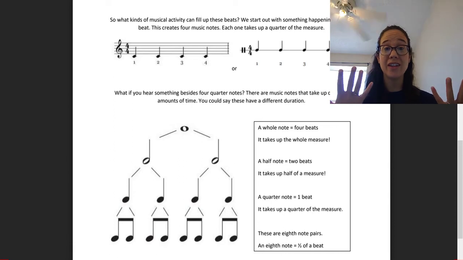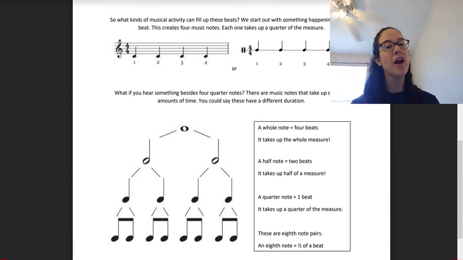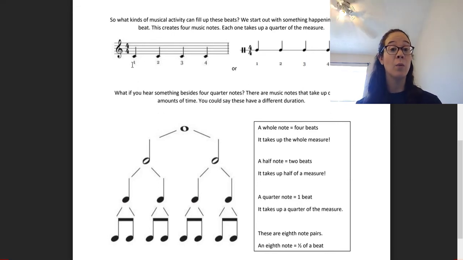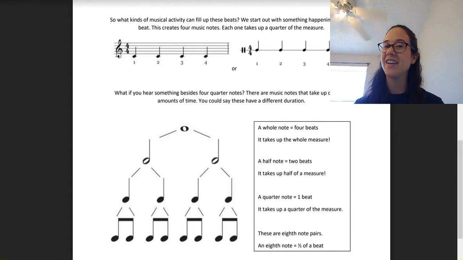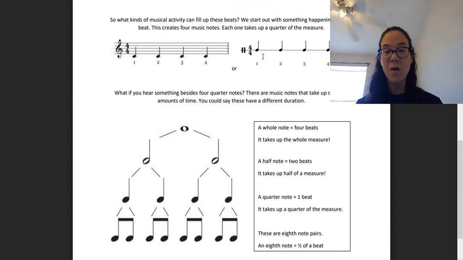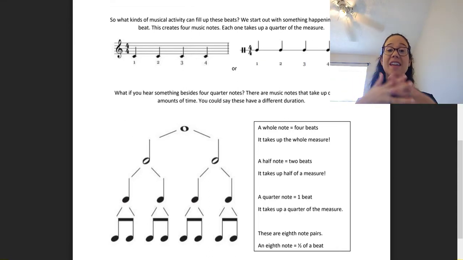So what kinds of musical activity can fill up these beats? We start out with something happening on each beat. This creates 4 music notes. Each one takes up a quarter of the measure. 1, 2, 3, 4. On the left-hand side, we have a melody. This would be pitched. We could sing this. 1, 2, 3, 4. And it has our treble clef telling us it's a song, it has a tune. Over here on the right-hand side, we only have our rhythm clef. So we could say 1, 2, 3, 4. But the rhythms are the same for these 2 measures.